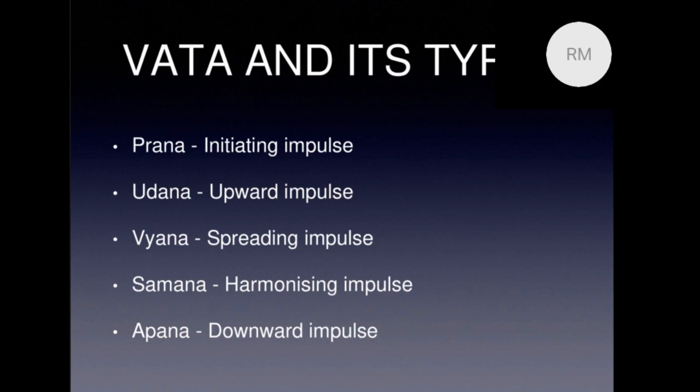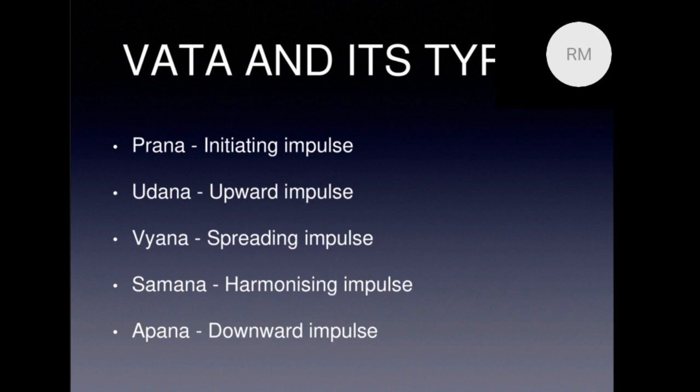So Udana is in the chest region. And then Vyana is in the heart, and Samana is in the abdomen, and Apana is in the lower abdominal region. So you can see this is a top-down description of Prana, Udana, Vyana, Samana and Apana. It's the same Vata, which when it is expressing as a cycle, is divided into seemingly 5 different phases.